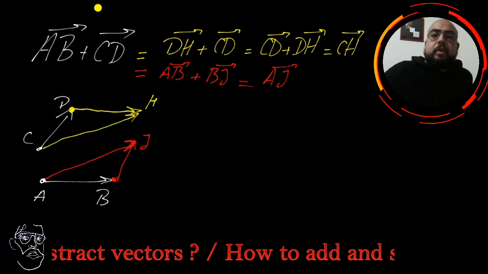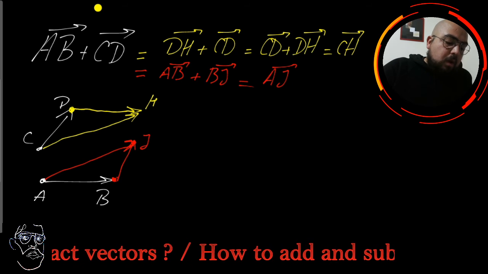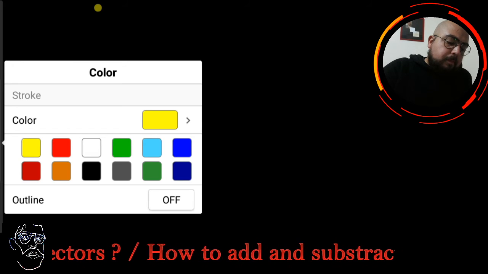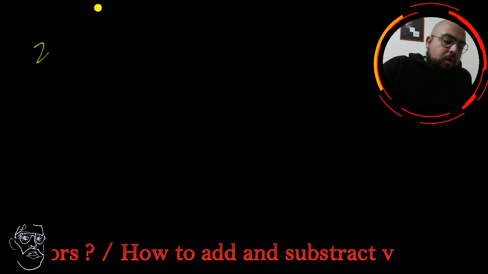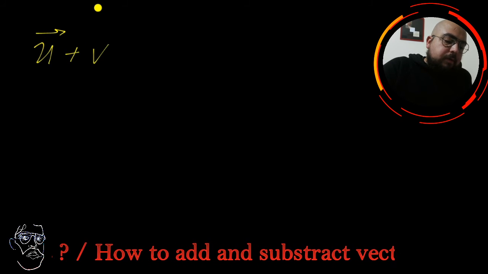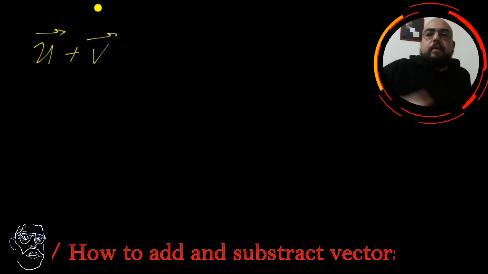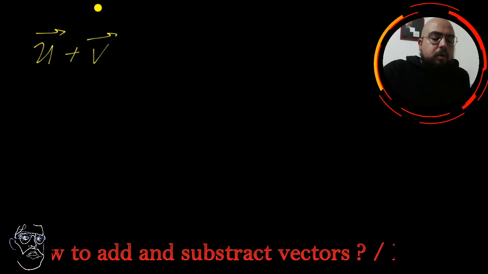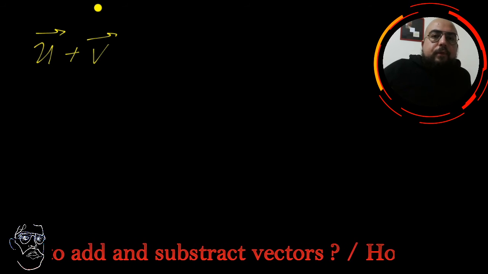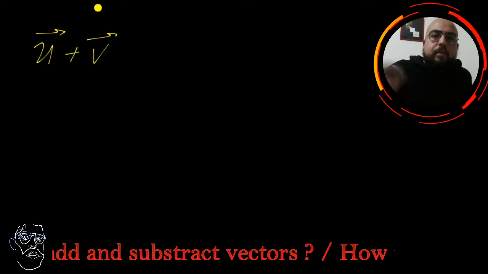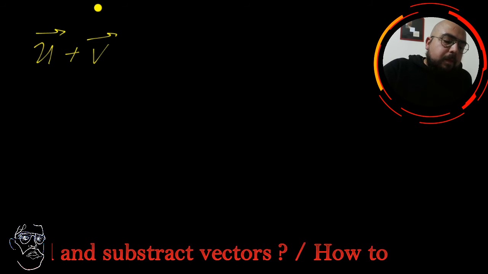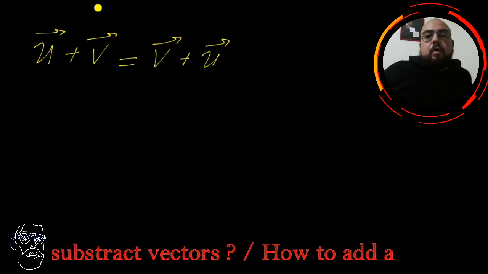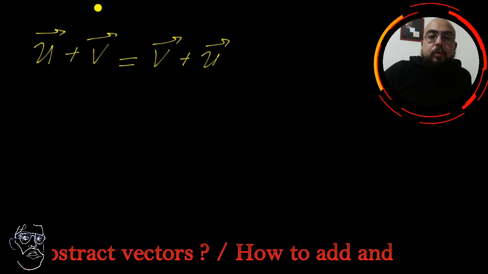Now, what are the properties related to the addition of vectors? When you have, let's say, U vector plus V vector. U could be the vector AB, V could be the vector CD. So you can simply use one letter instead of AB. It's a form of representing the vector AB. It's a form of representing the vector CD. So U plus V is the same thing as V plus U. This means that this addition is commutative.